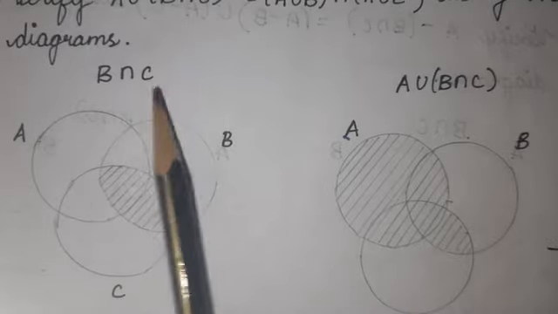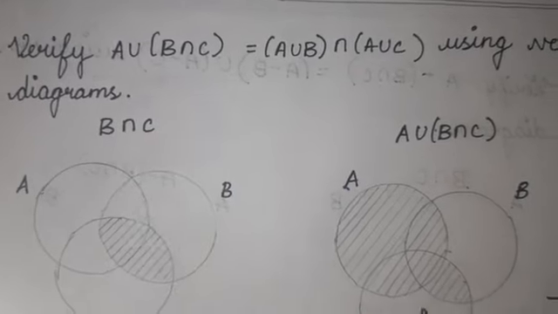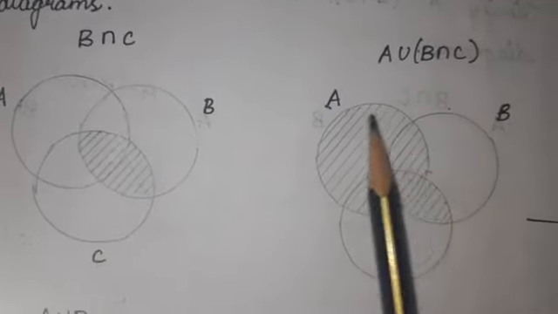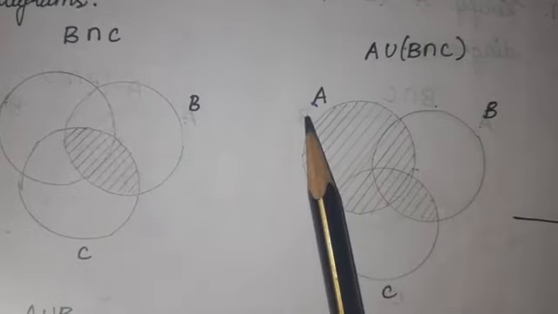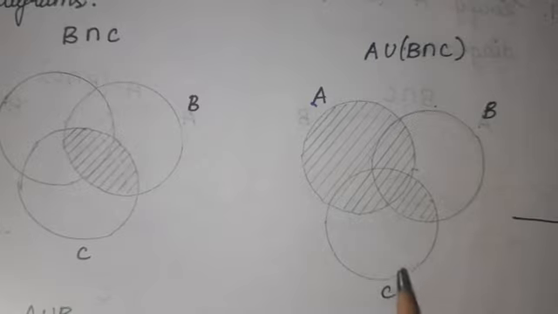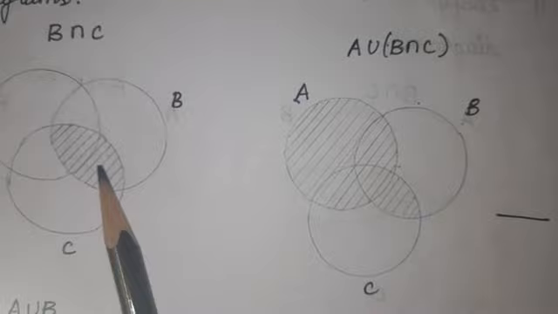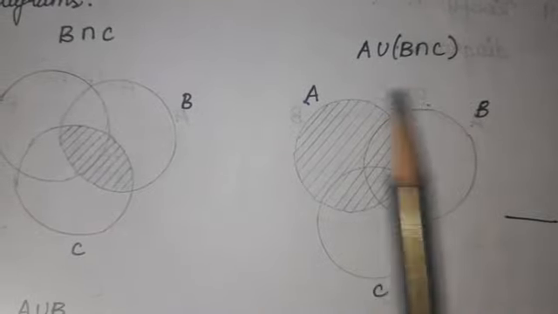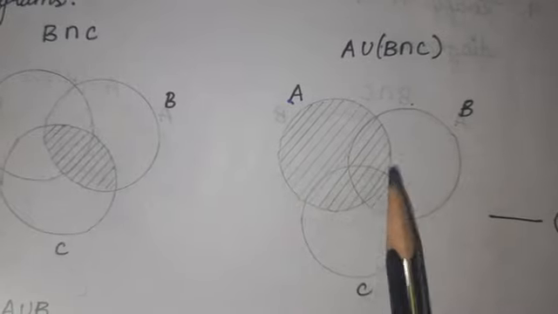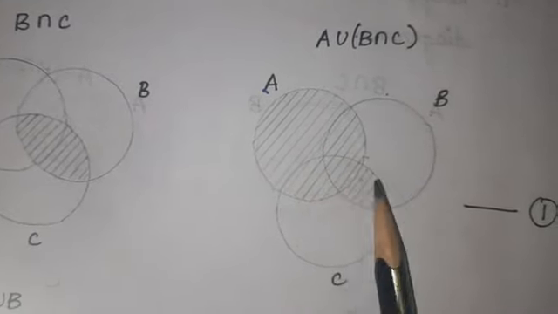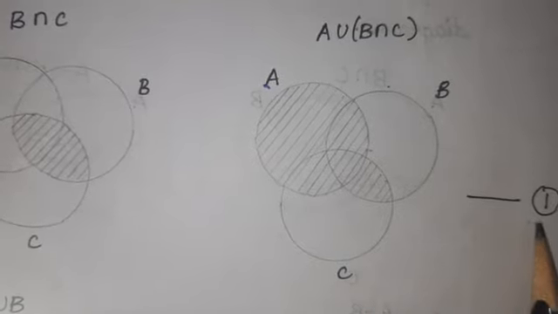Next I am going to find the full LHS part, A union (B intersection C). Here you should draw 3 circles: A set, B set, C set. Give the names as A, B, C. What we are going to find is A union (B intersection C). B intersection C we already found. Union means join together and shade that one. This is the A set. B intersection C already found, this part you should shade. This is the LHS side, so you should mark it as 1.